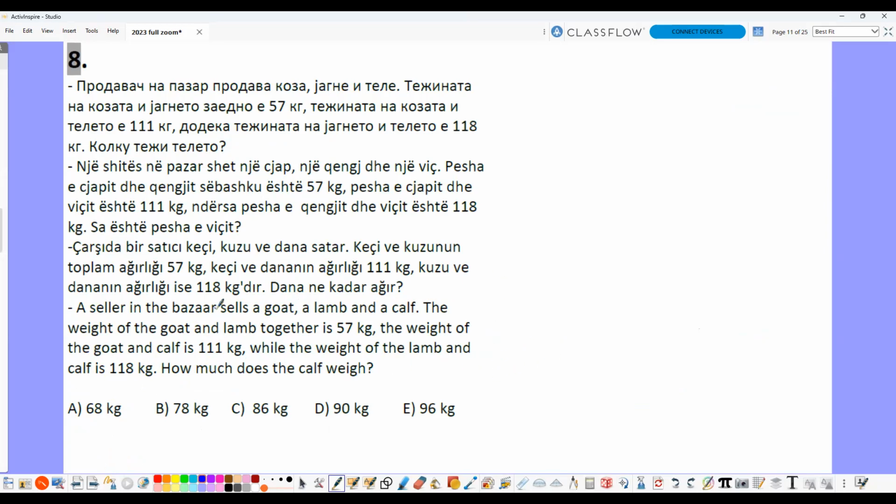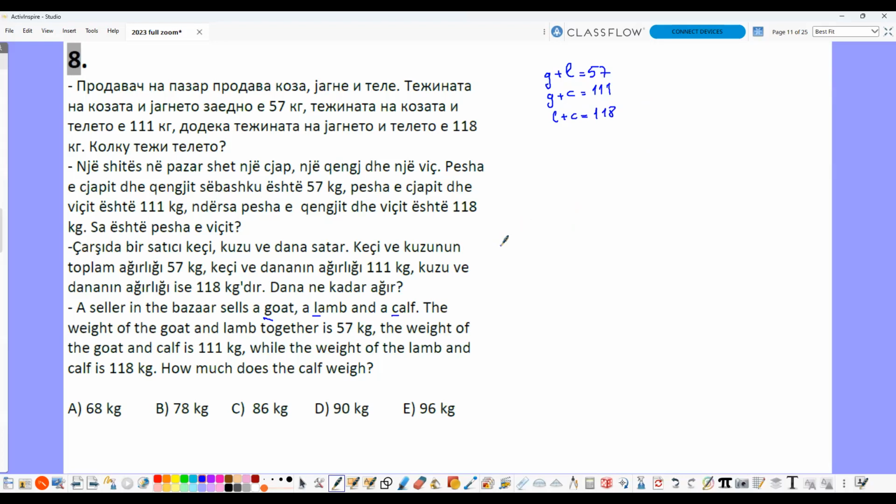So if I name these animals with the first letters G, L, and C, then it's given that the weight of goat and lamb, which means goat plus lamb, is equal to 57. And the weight of goat and calf is equal to 111. And lamb and calf is 118.